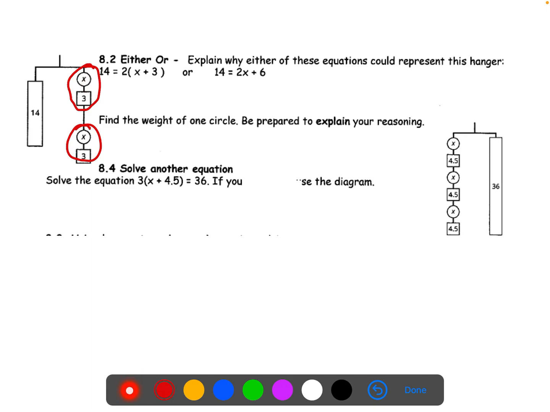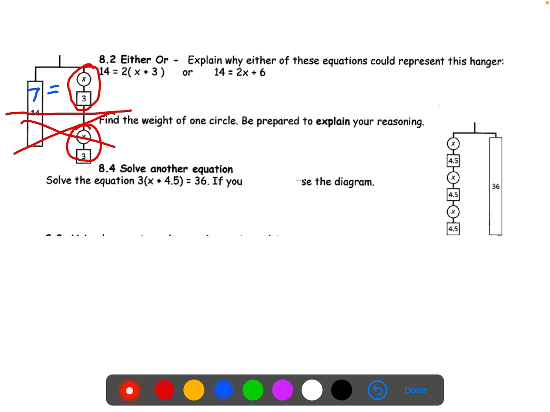So essentially what we're doing is we're just lopping off the bottom half of this diagram. If we get rid of half of the groups here, this x plus 3, then we need to get rid of half of the value over here. That means that we're going to get rid of 7, or half, of the 14. So it will leave us with 7 equal to one group of x plus 3.